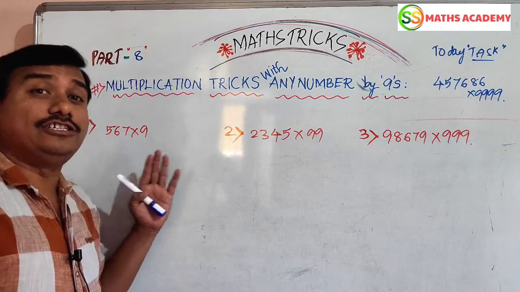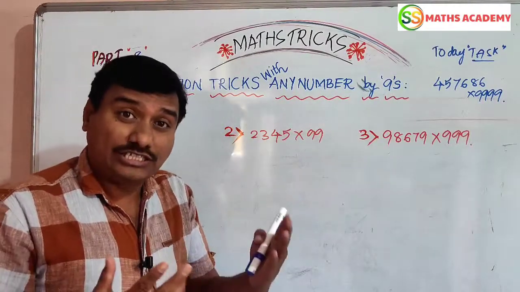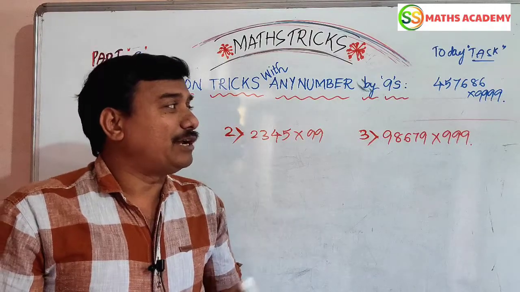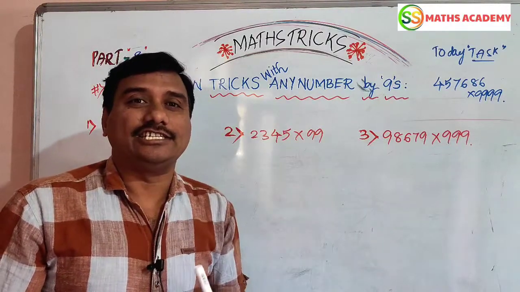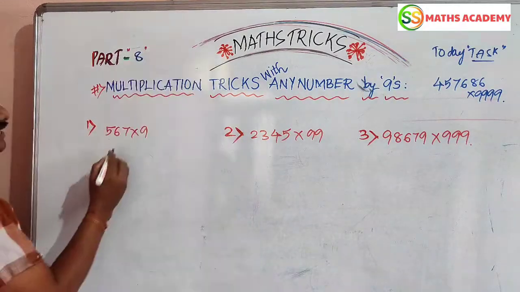For example, a 3 digit number with 1 nine. Here a 4 digit number multiplied with 99, 2 nines. Here a 5 digit number is multiplied with 3 nines. In such cases, we have to get the answer in a very easy manner. I am going to explain it simply.